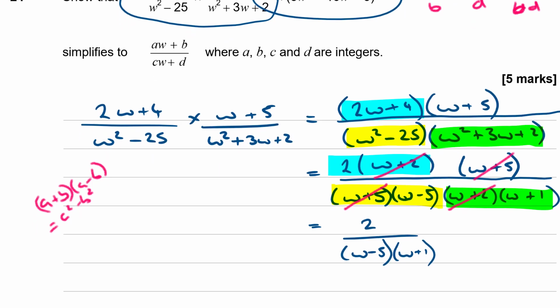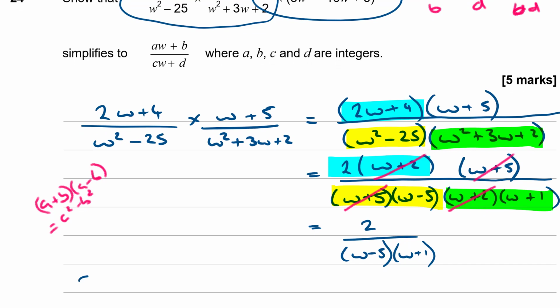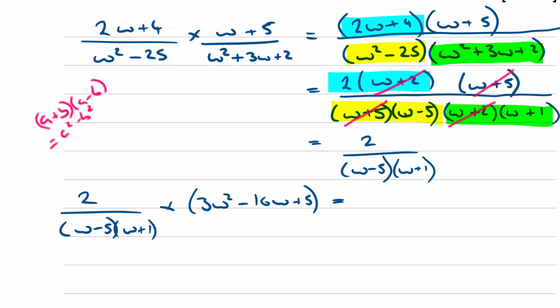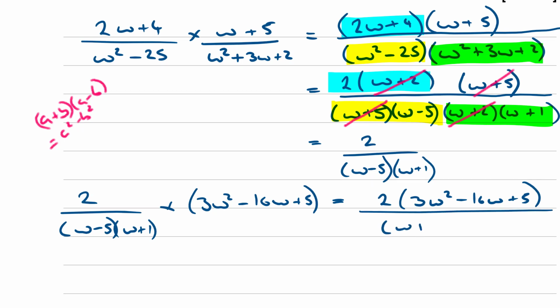So 2 over (w − 5)(w + 1) times (3w² − 16w + 5). What's that equal to then? Well, that is 2 lots of (3w² − 16w + 5) all over (w − 5)(w + 1).